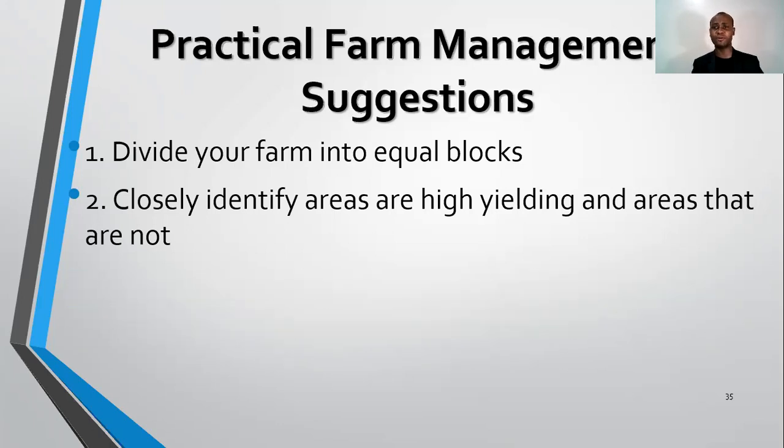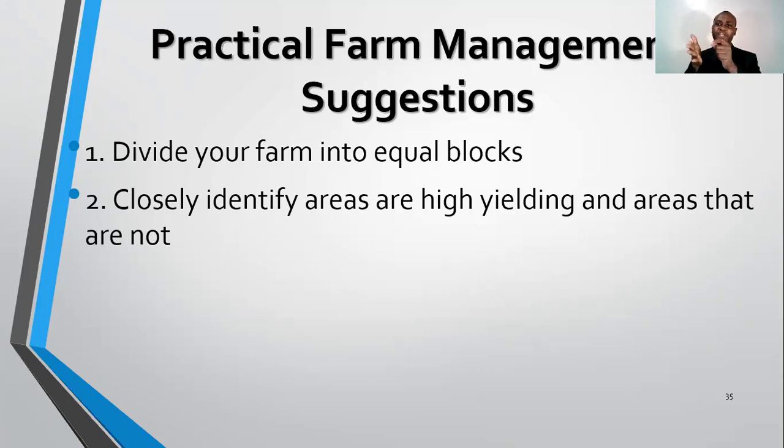Apart from dividing into blocks, you should also put tags. That makes you a scientist. You have to put tags on the trees. If you want to know the performance of the various areas, you can get a form and record how many pods you are getting from this tree, from that tree, and which section of the farm is not really producing.